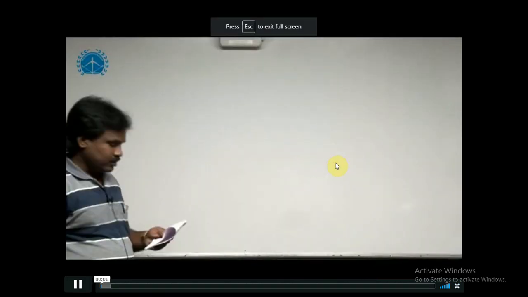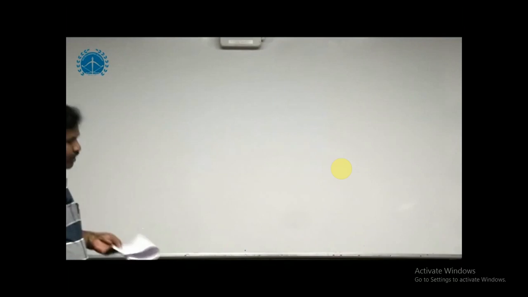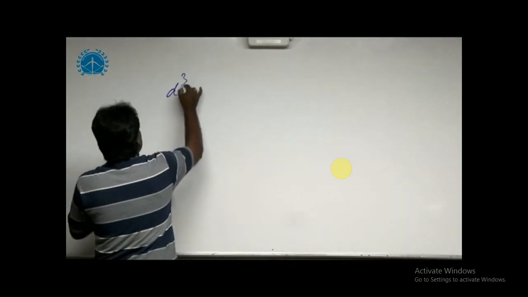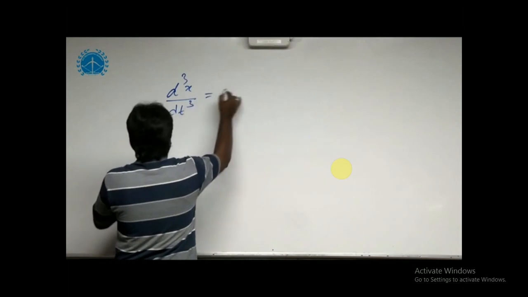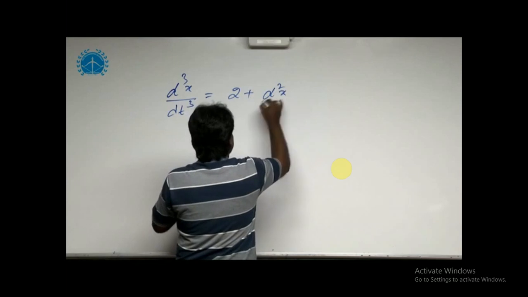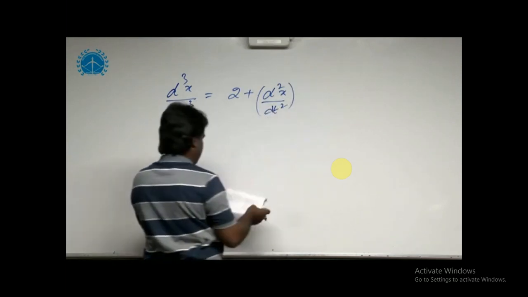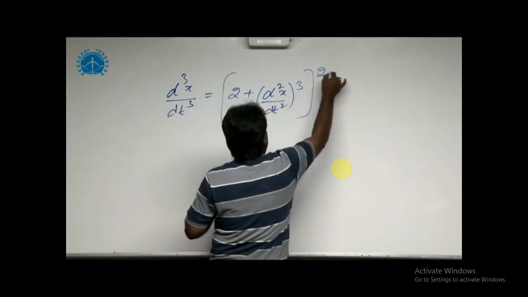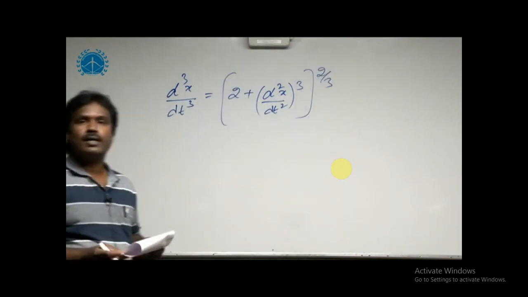So in this question, we need order and degree of the given differential equation, that is d cube x by dt cube is equal to 2 plus d square x by dt square whole to the power of 3, and whole power 2 by 3. In this differential equation, we need order and degree.